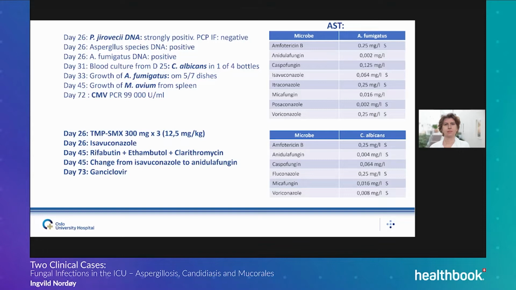And then on day 45, we even got growth of Mycobacterium avium from the spleen, not from the bowel, not from blood, but from the spleen. In these patients, we do quite a lot of tests, sometimes to frustration about what the answers are, but this was a finding. And then on day 72, she really had a high CMV level and she had deteriorated. So that was the explanation for that. It was a bit under the radar for us for a while, but we got her.